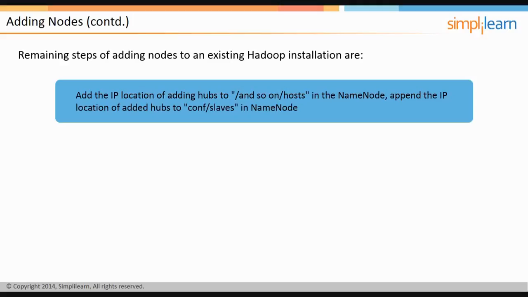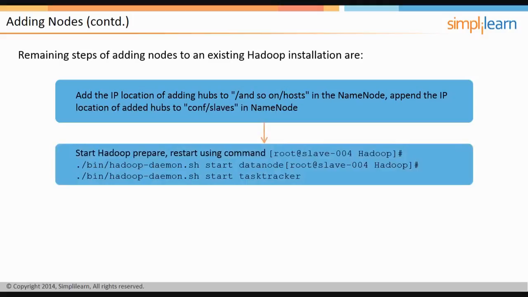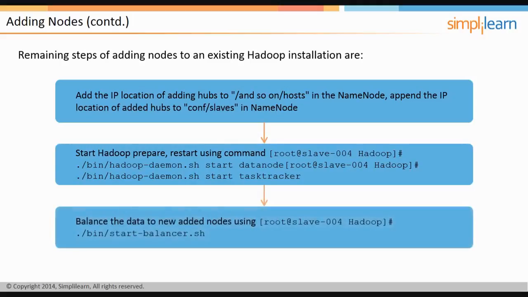After all the steps are performed, start Hadoop to include the new nodes. The first time, do it manually, and at a later stage, the Name Node will automatically include them. Next, balance the data to the newly added nodes by using the command shown on the screen. In the next screen, we will understand the steps for removing nodes.